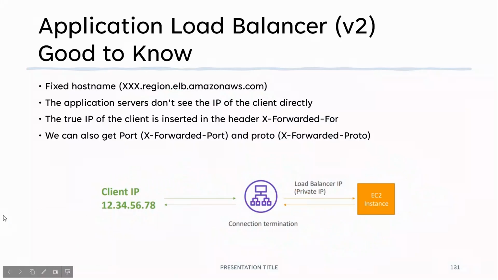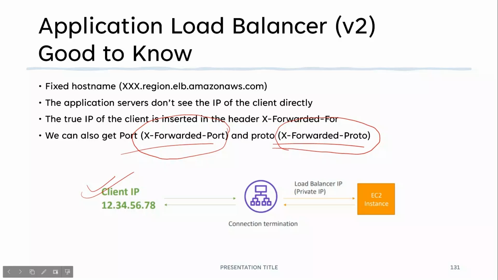How do you know the client IP in this particular scenario? You use the X-Forwarded header. This header will contain the IP address of your client. So if you analyze the X-Forwarded headers of the request, then even though your client IP is lost, it will be contained in those headers.